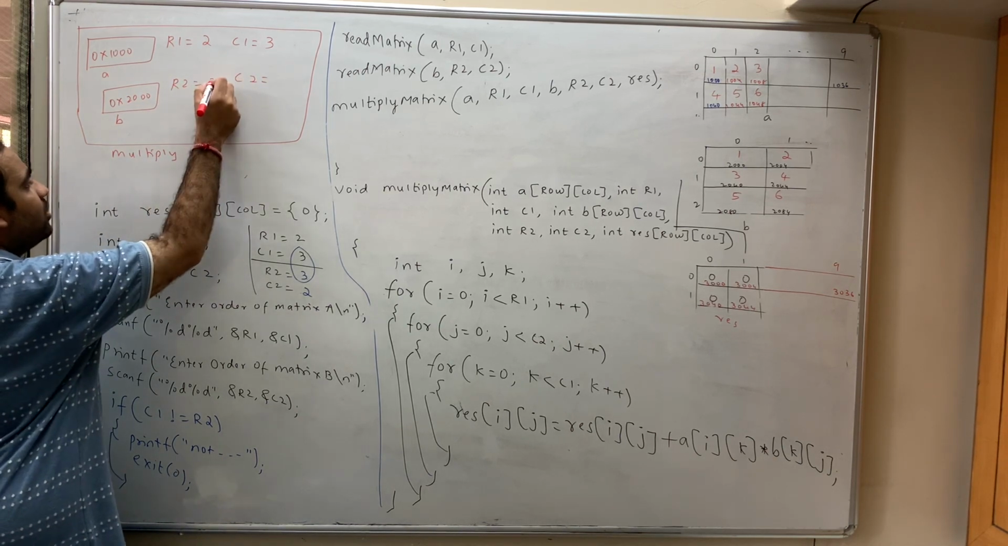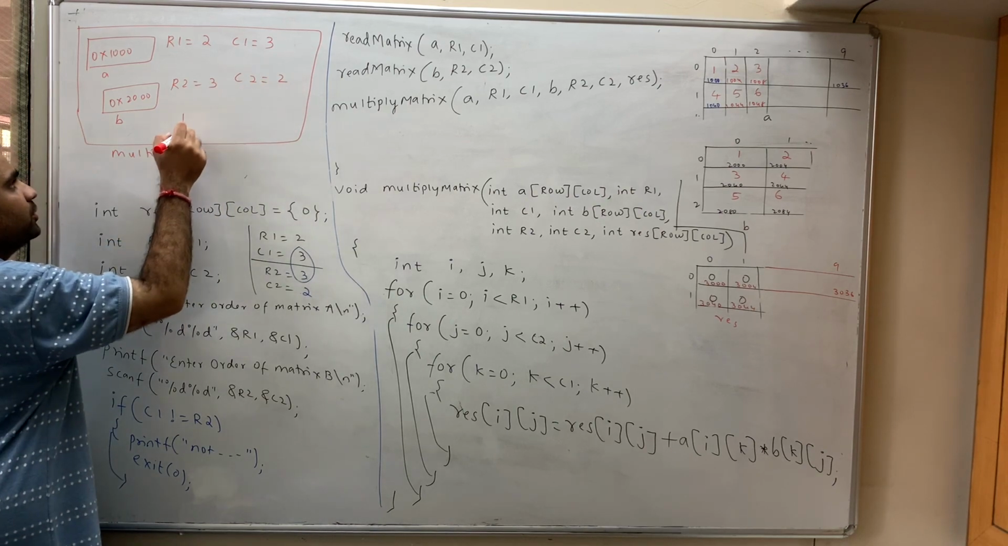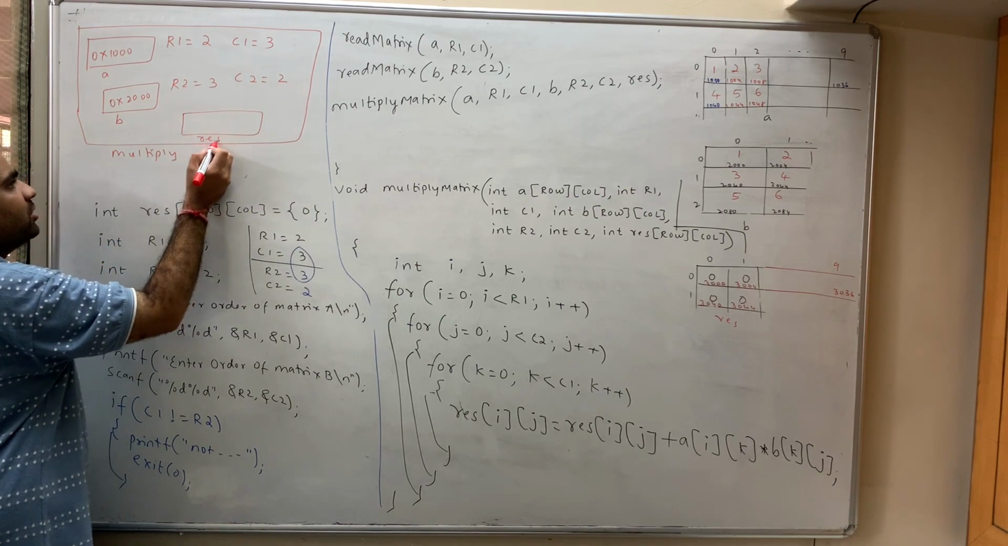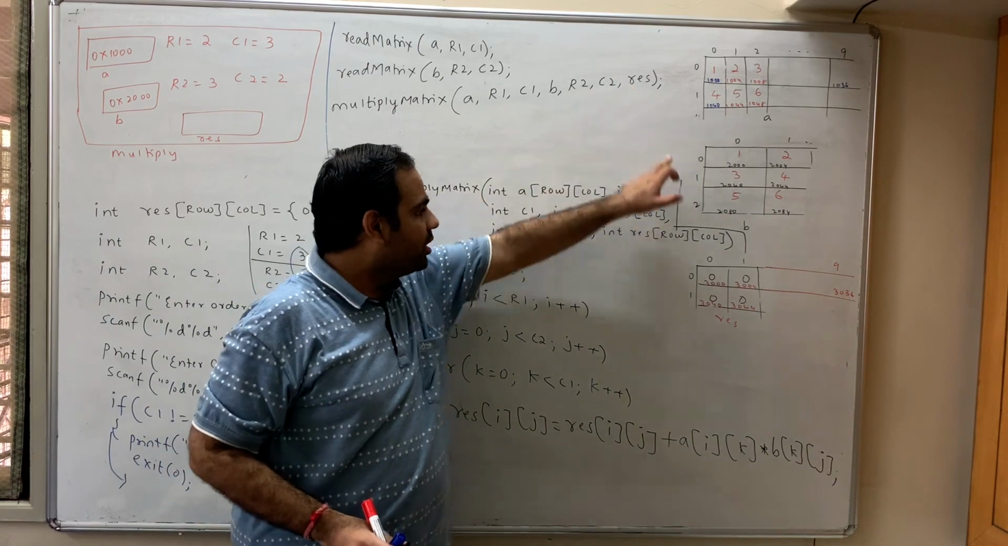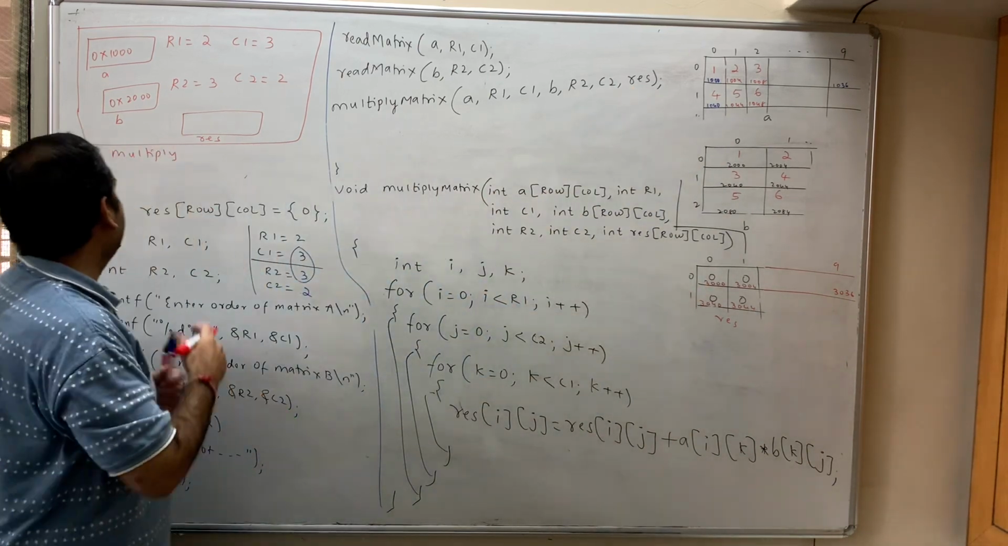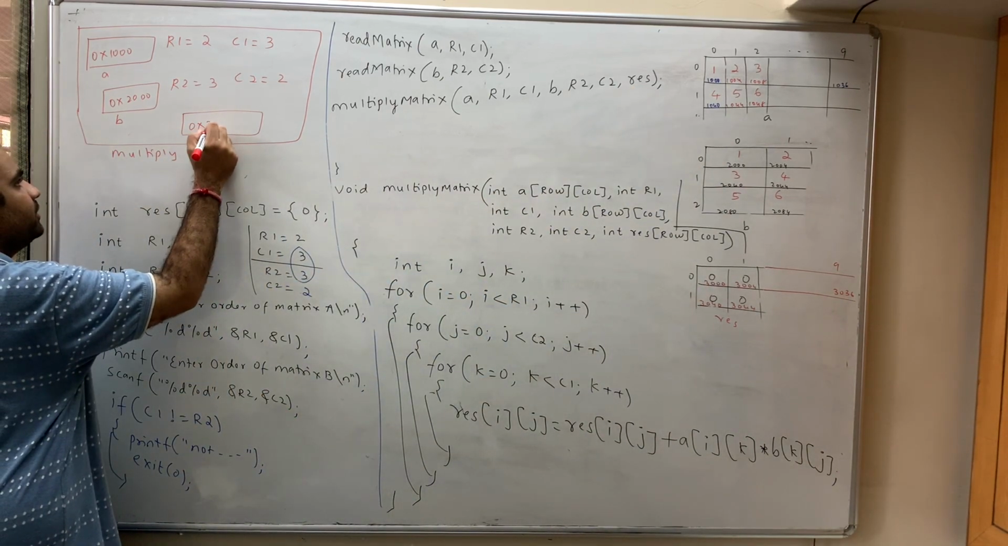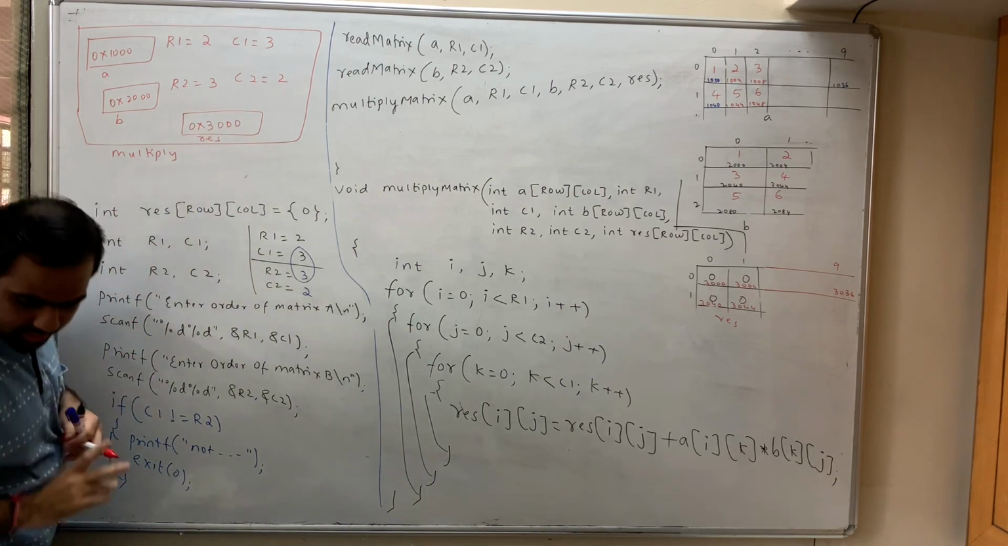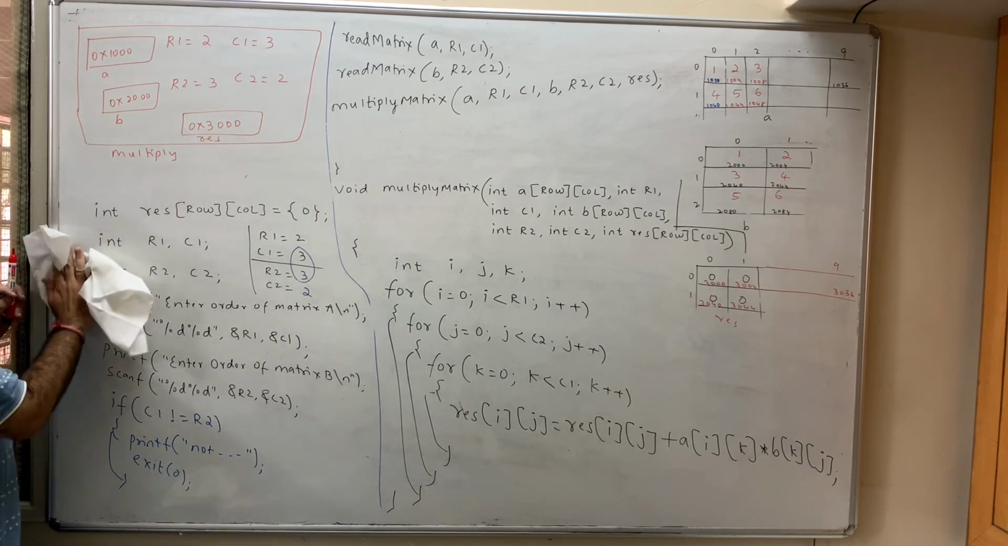Now, what is the value of R2? 3, the value of C2 is 2. There is one more parameter, that is resultant. Whenever the arrays are passed, the base address gets passed, and the base address I have taken to be 3000. Is it okay? This is what happens. I hope you have written this as well.